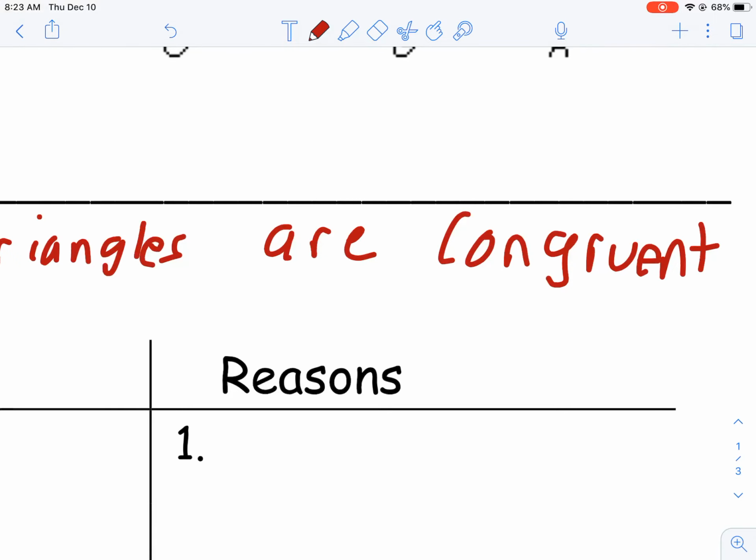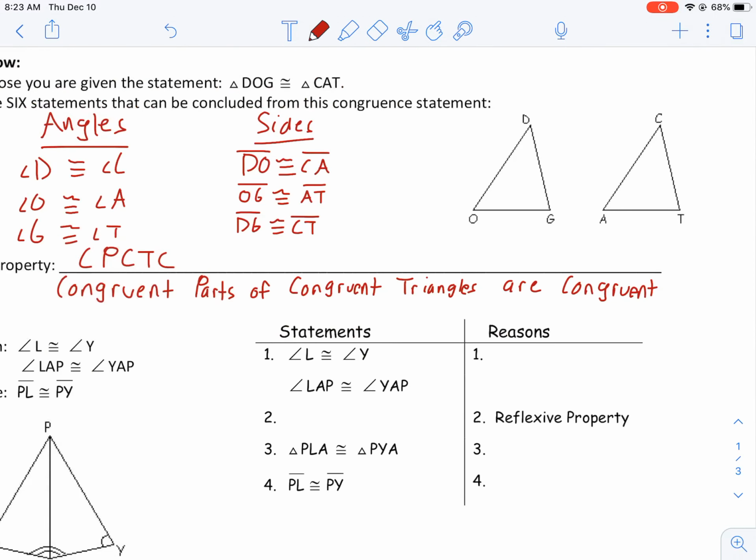Now that's really long. You're never going to have to write that all out. We're always just going to write CPCTC, but you do need to know CPCTC. This is important to know. Let's highlight it here so that your eyes go to it whenever you go back to these notes. Congruent parts of congruent triangles are congruent.